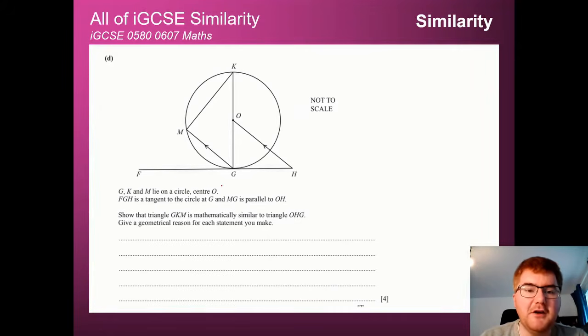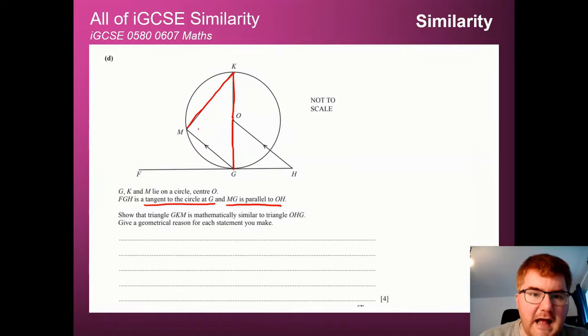So G, K, M lie on the circle, center O. FGH is a tangent to the circle at G. So notice this line that goes across just touches the circle and then goes off. And MG is parallel to OH. So that's why we've got these arrows here and here. And we need to show that triangle GKM, so it's worth identifying which triangle this is, so this one here, GKM, those letters there, is mathematically similar to triangle OHG.